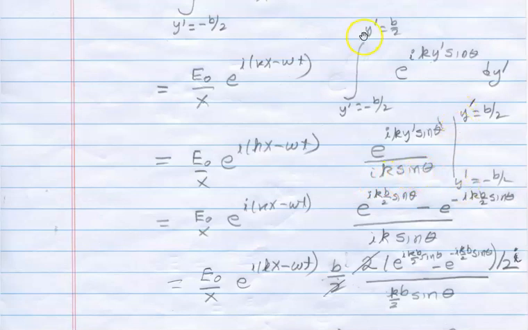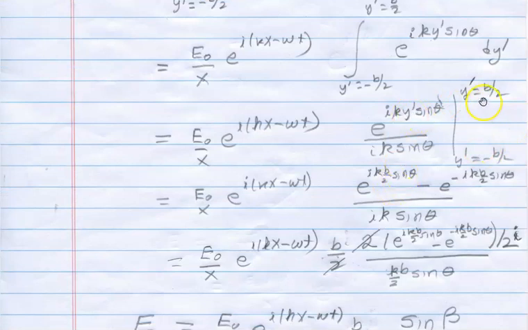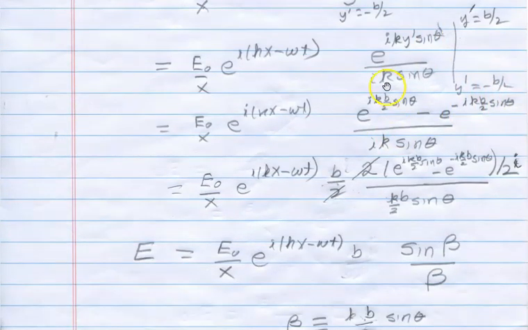And then I evaluate that on the two endpoints, y prime equal to minus b over 2 and y prime equal to b over 2. So plugging those in, the upper limit, I get this term. The lower limit, I just get the negative of it. And all of that over ik sine theta. And you might already have seen that this is very much like a sine, or part of a sine. And so I lump those together. I take the I here and move it dividing underneath them.